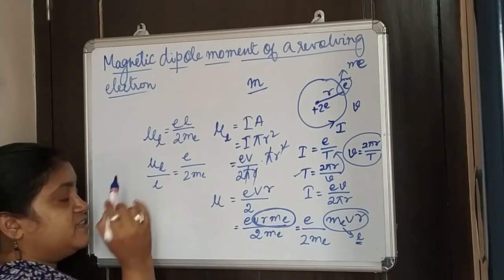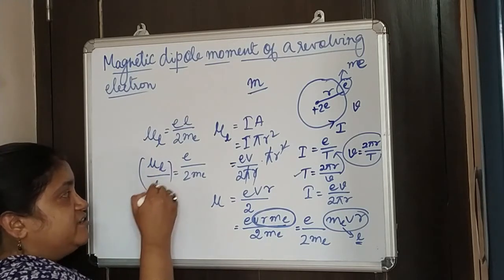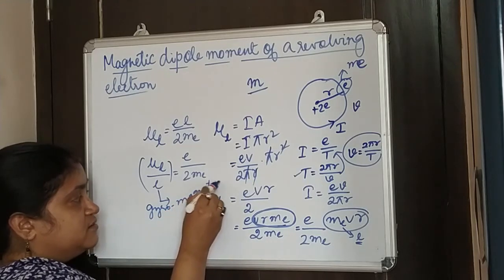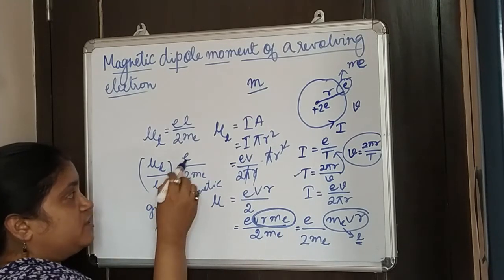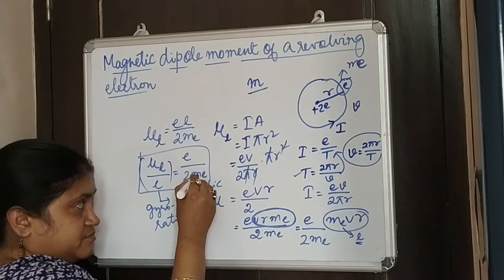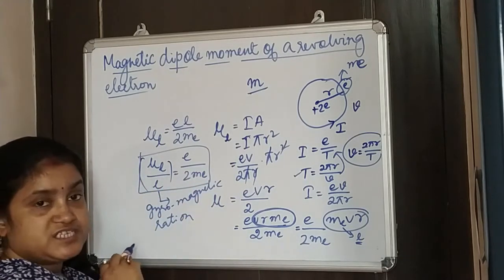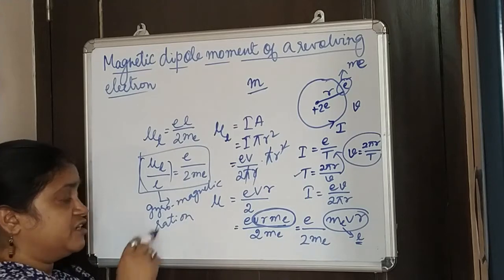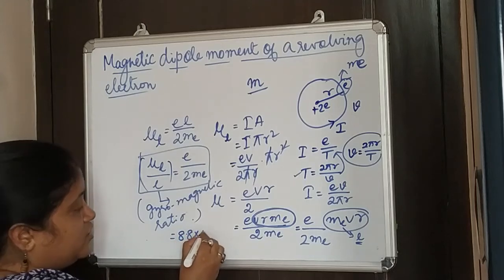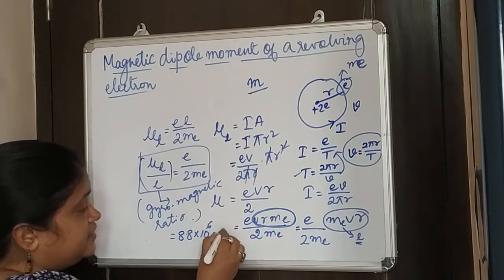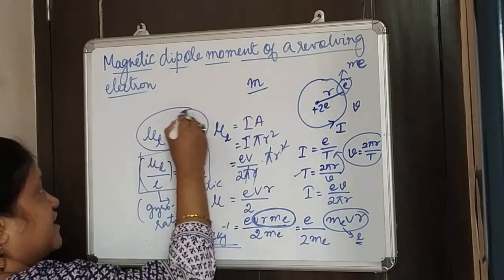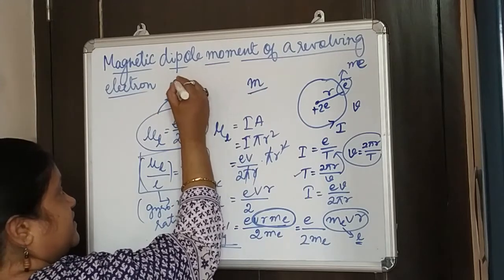So from here we can write ml by L is e by 2me. The ratio of the magnetic dipole moment and the orbital angular momentum is called the gyromagnetic ratio. So this quantity ml by L equal to e by 2me, where me is the mass of electron. These are all constants. Charge is constant, mass is constant, 2 is constant. So this gyromagnetic ratio is a constant, 8.8 into 10 power 6 coulomb per kg. So this is called the gyromagnetic ratio.